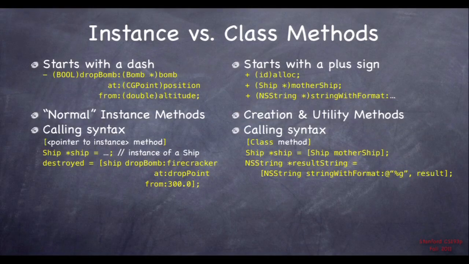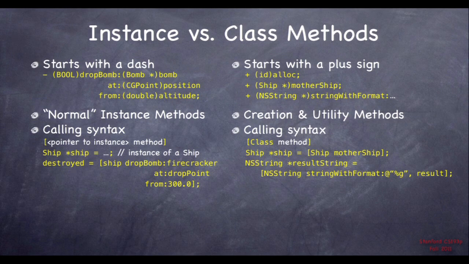The calling syntax of the two is similar but different. They both start with a square bracket, but the first thing after the square bracket in an instance method is a pointer to an instance, right? Because we're sending a message to an instance. Everyone know what I mean by instance? Any questions about that? Instance just means an object, an instance of the object. And then we send the method. Whereas in the class method, after the square bracket, we put a class.